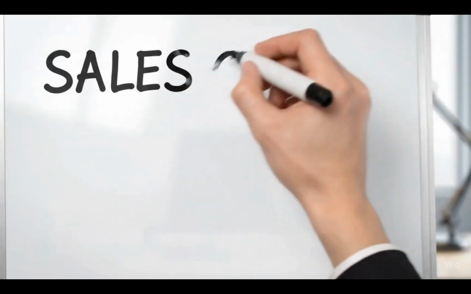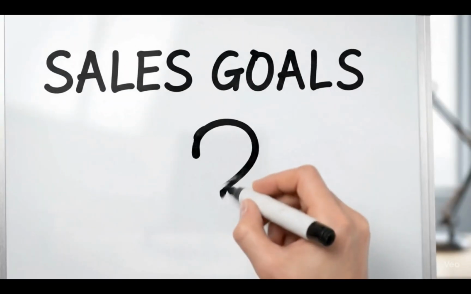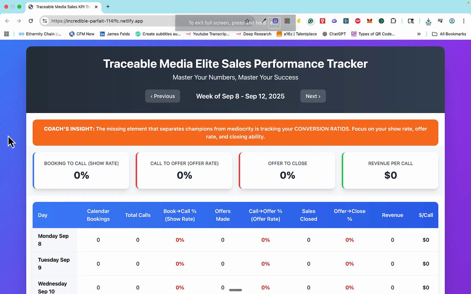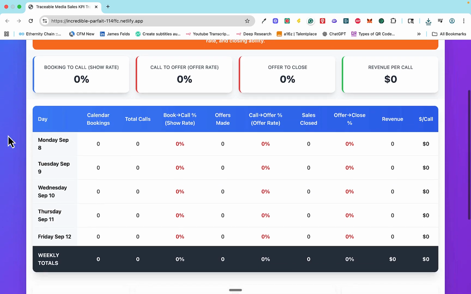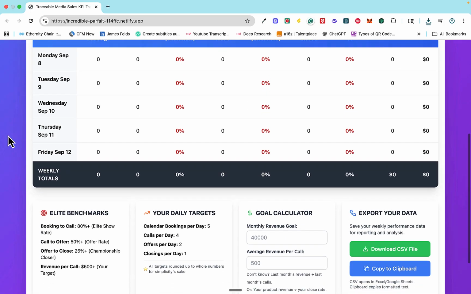You ever set a massive sales goal and then have no idea how you're actually going to hit it? Yeah, same. So in this video, I'm going to show you how I built a tool that basically reverse engineers the whole sales process, so you don't have to worry about anything. From revenue goal to daily action.